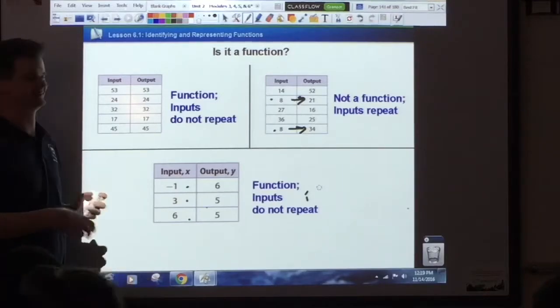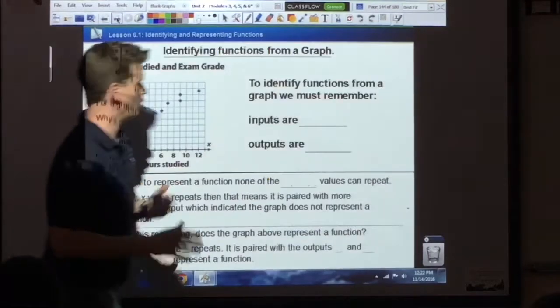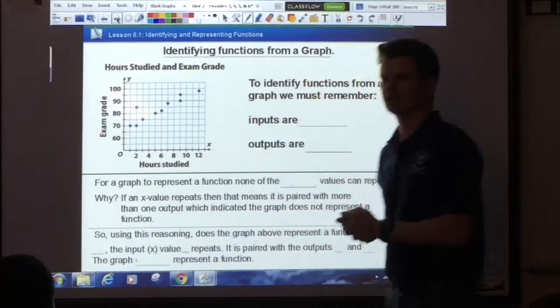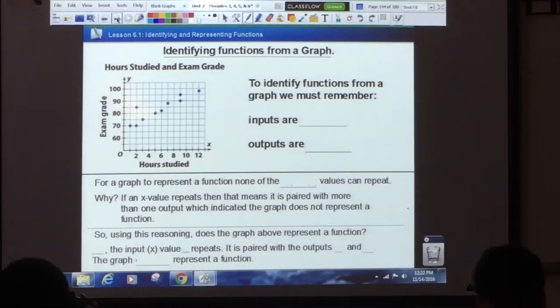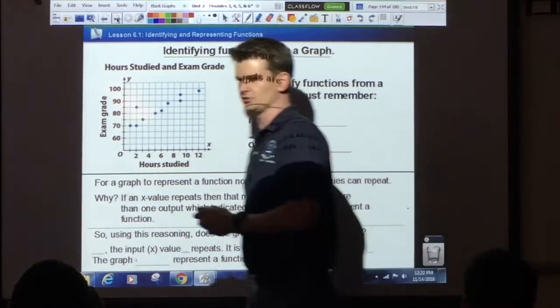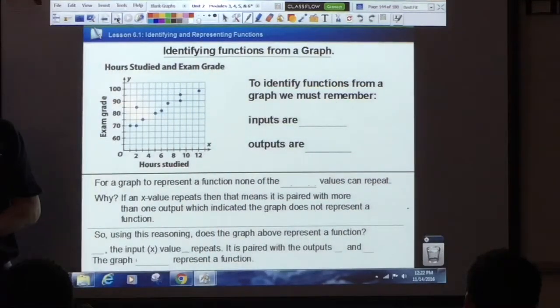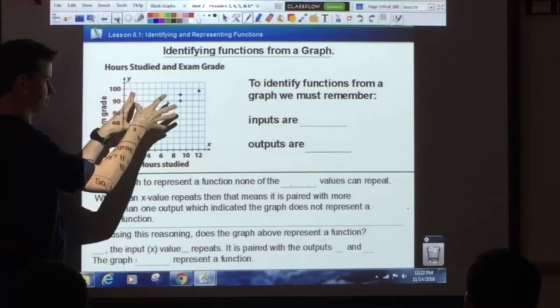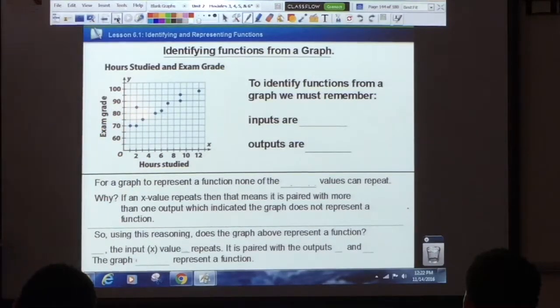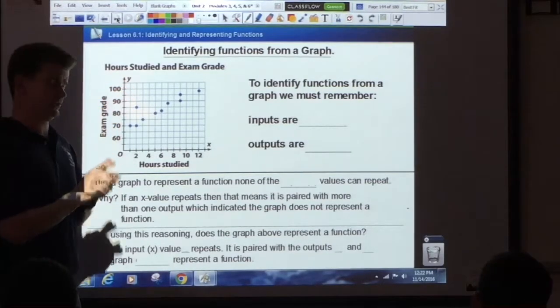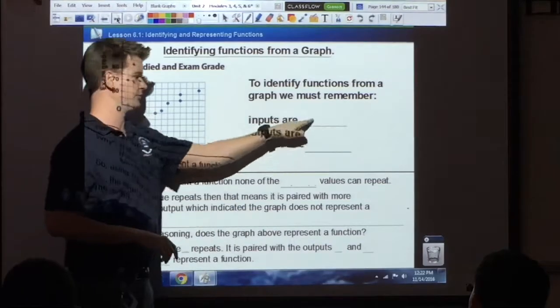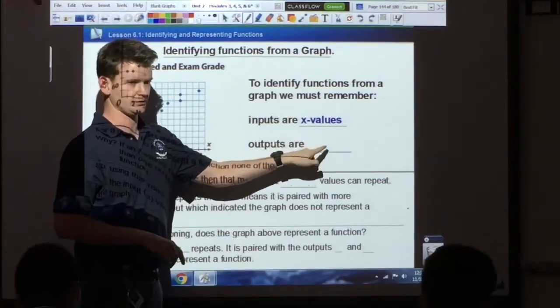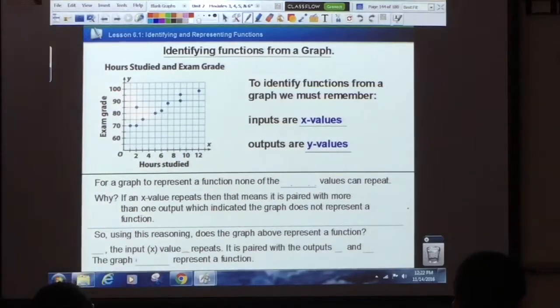Alright, okay, so now we're going to identify functions from graphs. We started off with mapping diagrams, then we moved to tables. But we realized that tables are just x and y values. We can take all those coordinates and throw them on a graph. Graphs are probably the easiest way to determine whether or not it's a function. Once again, to identify whether or not it's a function, you must remember inputs are the x values, outputs are the y values. Always remember that.